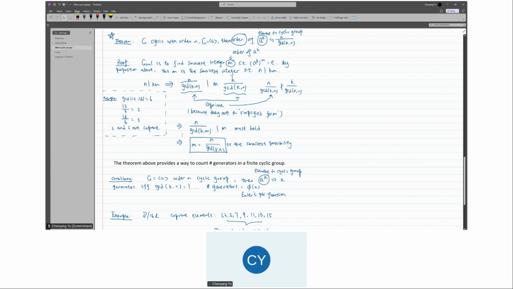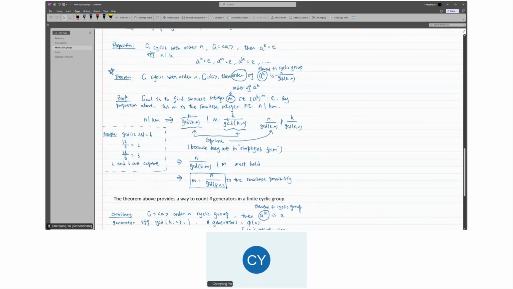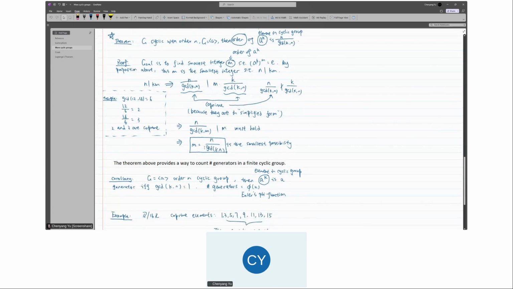So m will be some multiple of this. We are looking for the smallest integer by definition. What is the smallest integer? It means m equals that, just 1 times. So we let the multiple be 1. This should be the smallest possible integer for m. So we got the answer: m is the order. Yeah, this is a pretty fun proof.